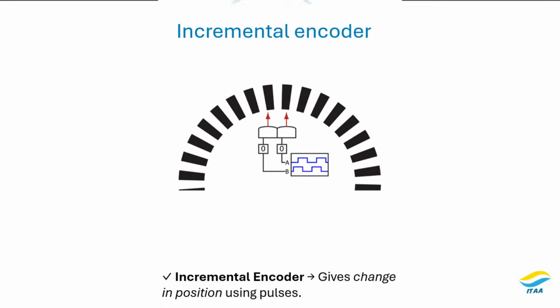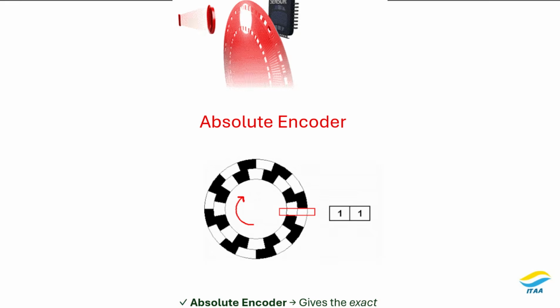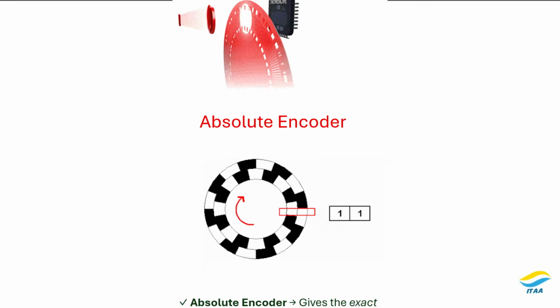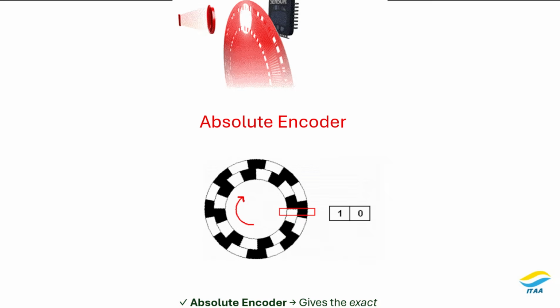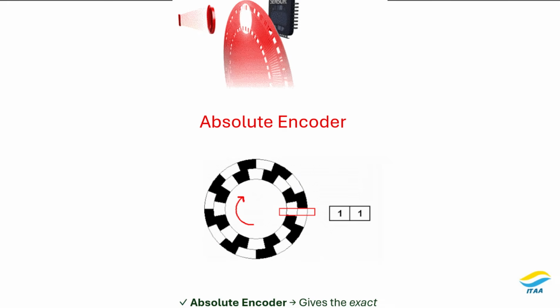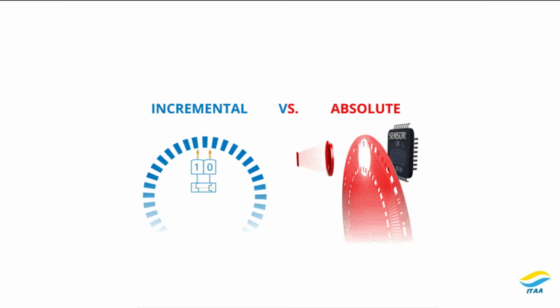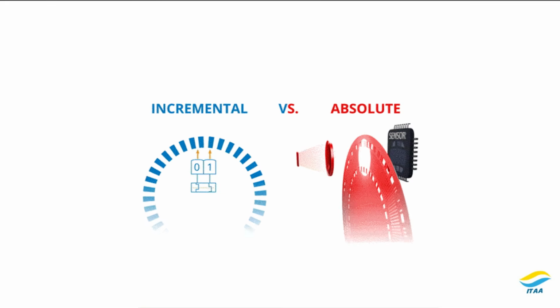Now let's talk about the absolute encoder. It measures the exact position. Each position has a unique value. No need to track from the starting point. The key idea here is, if power is lost, your position is still known. Think of it like a GPS. It always knows exactly where you are. So in one line summary, incremental tracks the movement, absolute knows the position and is accurate.